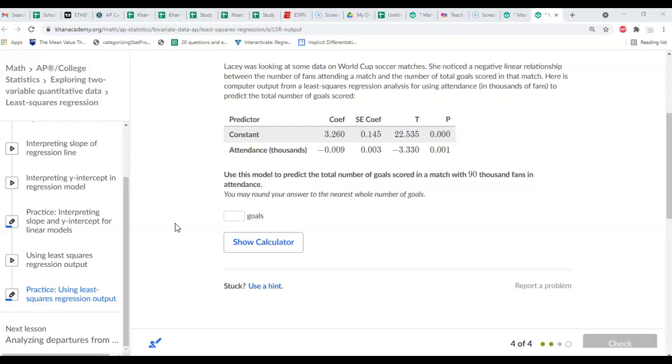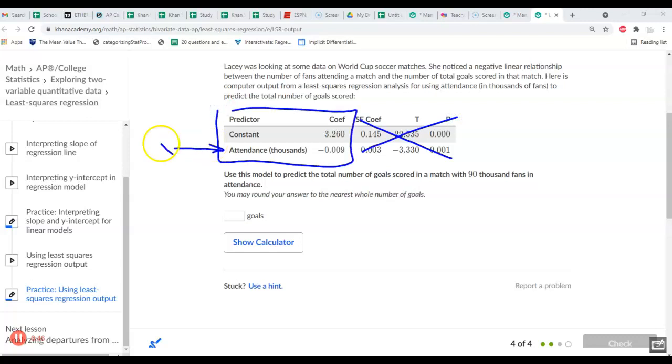number of total goals. Negative means when one goes up, the other goes down, like a negative slope. They're saying if there are more fans, there are fewer goals. If there are fewer fans, there are more goals. But you don't really even need to know that. Your job is to write the equation, and it basically comes from here.